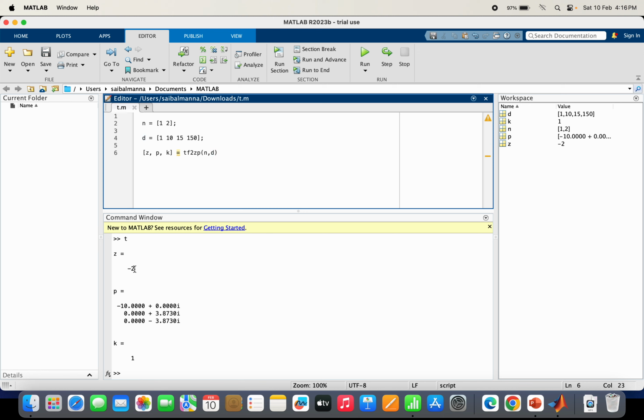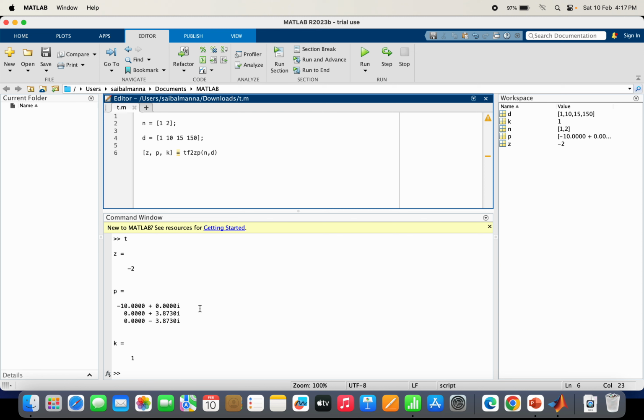So here you can see. The zero is at minus 2 and the poles are at minus 10, plus 3.8730i and minus 3.8730i, and the gain is 1. This is a very simple example.